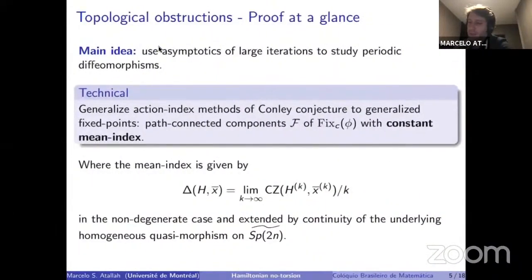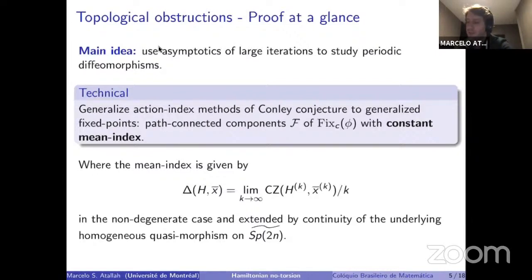I'm just going to say a few words about the proof. But before I begin, I'd like to say that for most of this article, we have this idea of using the asymptotics of large iterations to study periodic orbits. It's quite counterintuitive because on the one hand, the dynamics is quite simple. We're just studying something that's periodic. But on the other hand, looking at larger and larger iterations gives you some useful information in order to be able to prove these theorems.